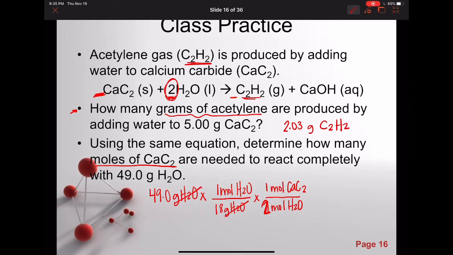And the question is in moles of CaC2. So this time we're not having to go all the way to grams. So this one was just a little bit shorter. Okay, we can cross out our coefficients. So we're going to do 49 divided by 18 and then divided by 2. So that should give us 1.36 moles CaC2 for that one. Okay, and that's how we do that.